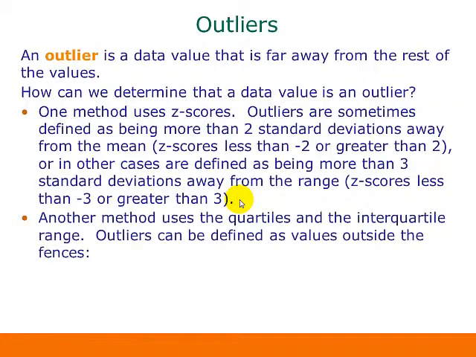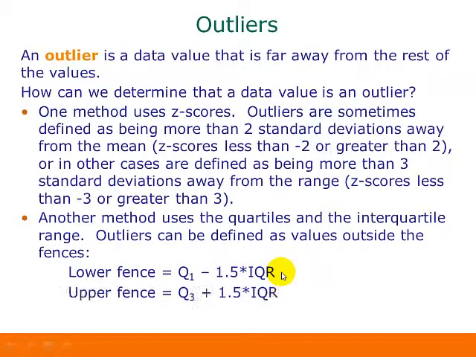The second method uses quartiles and the interquartile range. So outliers can be defined as values outside the fences. And when we talk about fences, here's how we find them. The lower fence is defined as the first quartile minus 1.5 times the interquartile range. The upper fence is the third quartile plus 1.5 times the interquartile range. So outliers are anything that are outside of those boundaries.